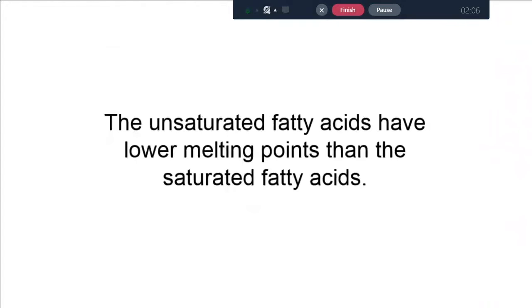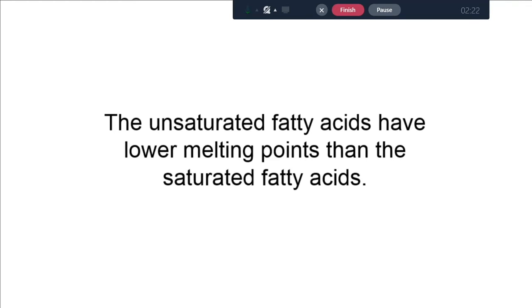health. Question 3. Melting point. It is said that the unsaturated fatty acids have lower melting points than the saturated fatty acids, and the longer fatty acid chain has higher melting points than the shorter one.